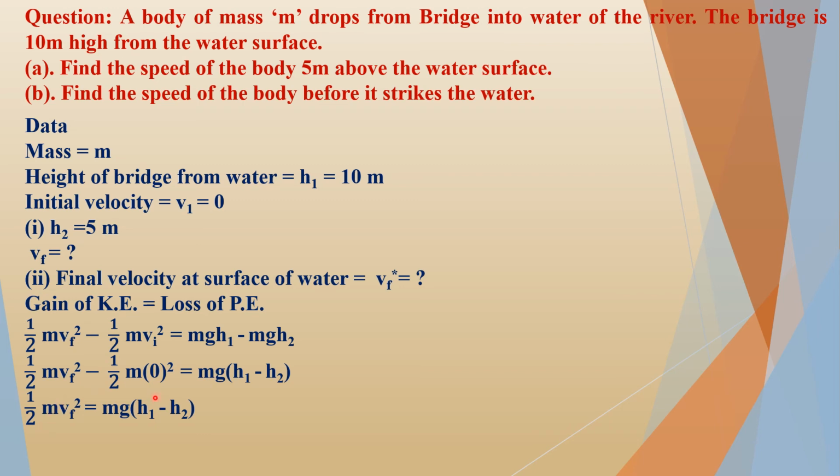m is cancelled with m, and we get final velocity square is equal to 2 into g into (h1 minus h2). Taking square root on both the sides, we get final velocity is equal to under root 2g(h1 minus h2). Putting the values, and after solving we get final velocity is equal to 9.9 meter per second.